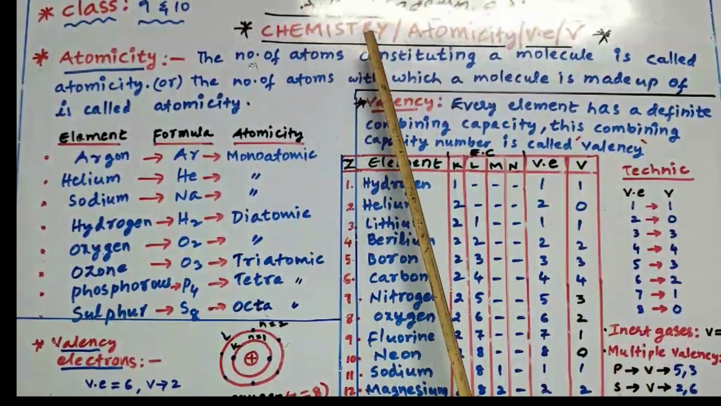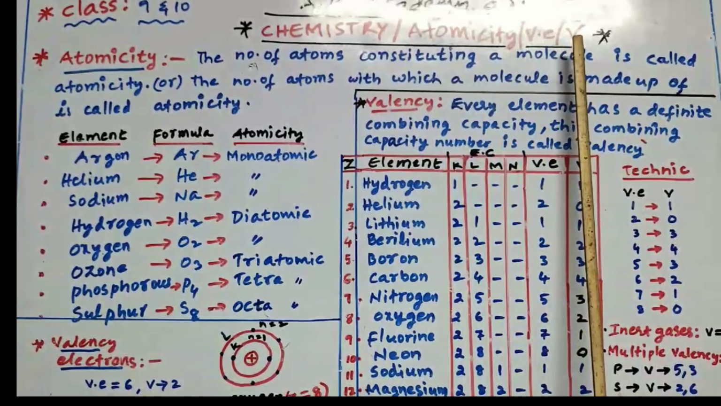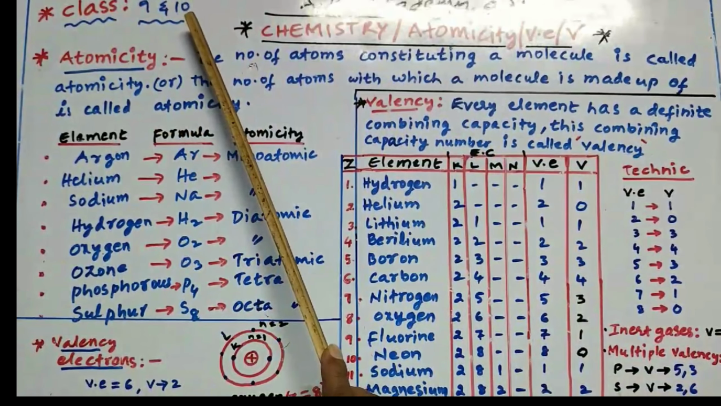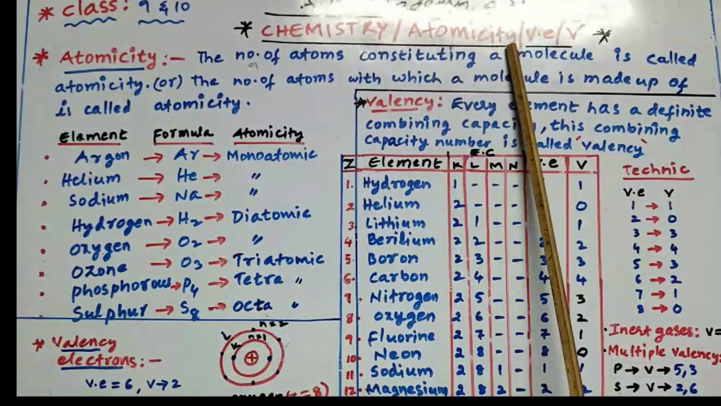Today's topic from chemistry is atomicity, valence electrons and valency. It is useful for class 9th and 10th students. Okay, let us come into the topic. First we will discuss atomicity.